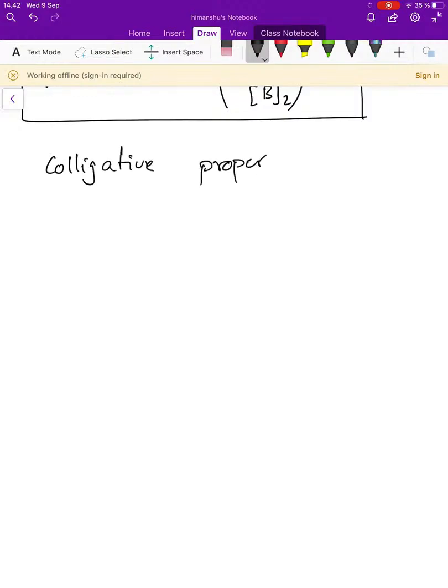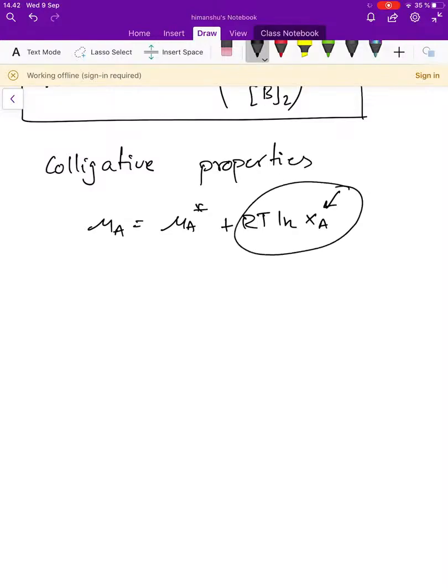Colligative properties are properties of dilute solutions which depend only on the concentration of the solute and not on the identity of the solute. And the colligative properties arise from the fact that if you dissolve a solute in a solvent, the chemical potential of the solvent is reduced. So we know that mu A of the solvent equals the chemical potential of the pure solvent plus RT logarithm of the mole fraction of the solvent. Since the mole fraction is always less than 1, this quantity is always negative. Therefore, the chemical potential of a solution will always be smaller than the chemical potential of the pure solvent.